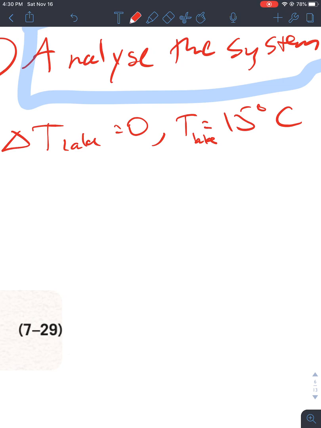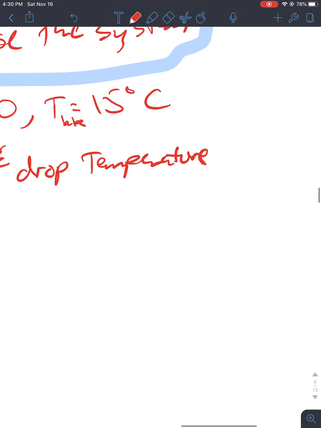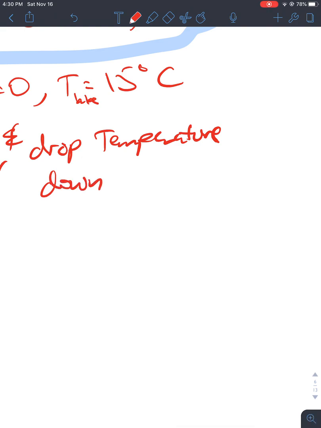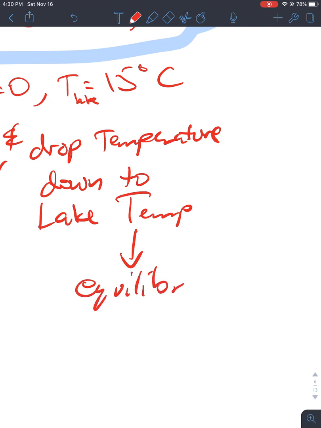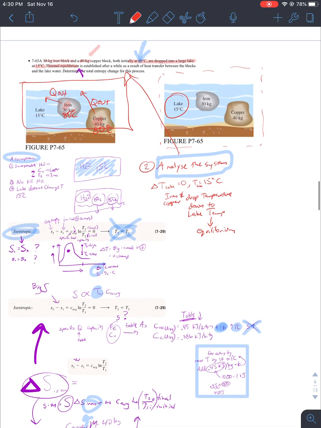All right, and then what else? So the iron and copper drop temperature down to the lake temperature when it goes to equilibrium. That would be the lake equilibrium state. All right, there's that.